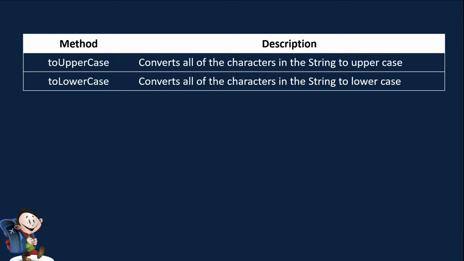Here are some of the methods that we can use with Java strings. First, we have toUpperCase and toLowerCase. toUpperCase is used to convert a string to uppercase, of course. Then, the toLowerCase method is used to convert characters in the string to lowercase.